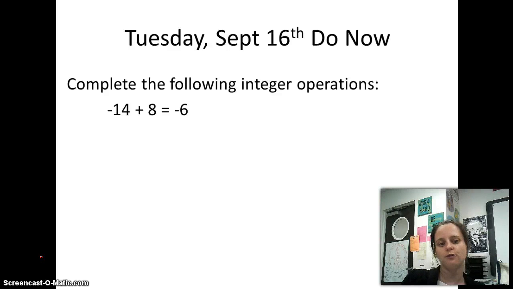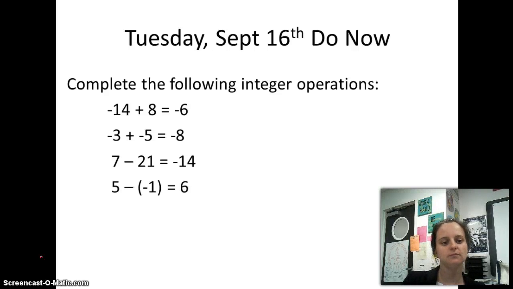The first one, negative 14 plus 8, you should have had negative 6 as your answer. So remember, use that number line. We're at a negative, we add 8, we move to the right, and we end at negative 6. Negative 3 plus negative 5 gives you negative 8. 7 minus 21 gives you negative 14. 5 minus negative 1 gives you positive 6. Remember, 2 negatives cancel out to become a positive.